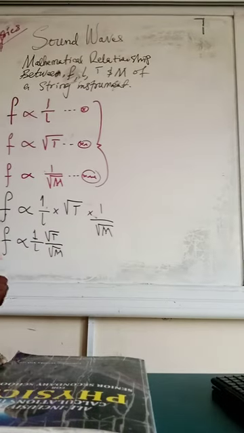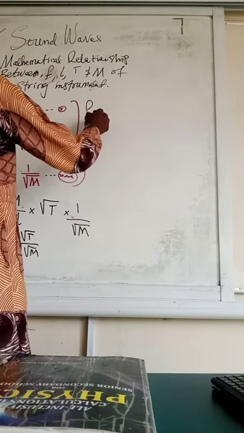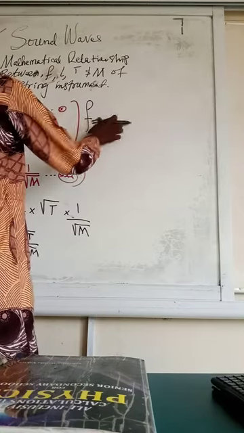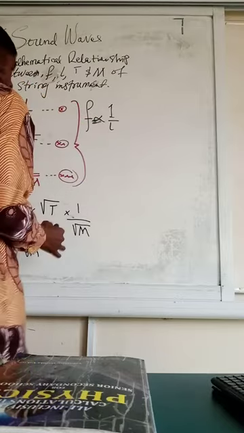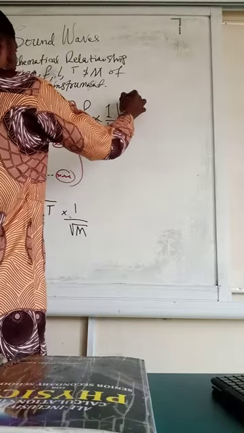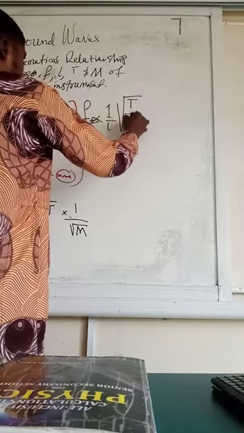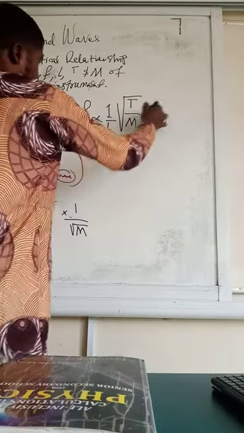So in summary, what do you have? You have F proportional to 1 all over L, the square root of tension all over the square root of mass. You can call this equation number 3.